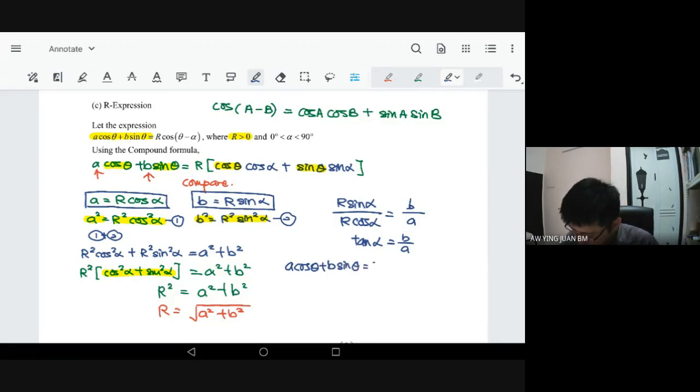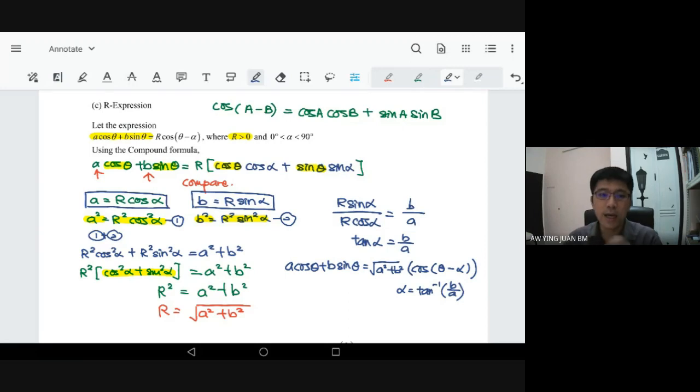So in here, square root of A squared plus B squared, bracket, we have cos bracket theta minus alpha. Okay, minus alpha. So in here, we have the alpha. So that is the way. Alpha is equal to arctangent B over A. Okay, so that is the usage. We call it the R expression.